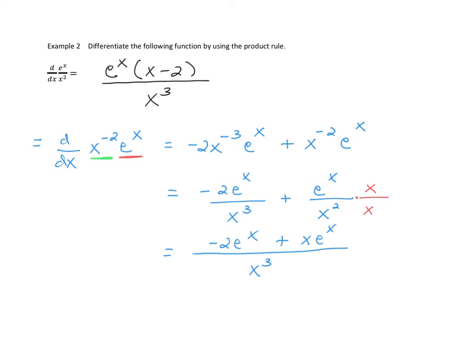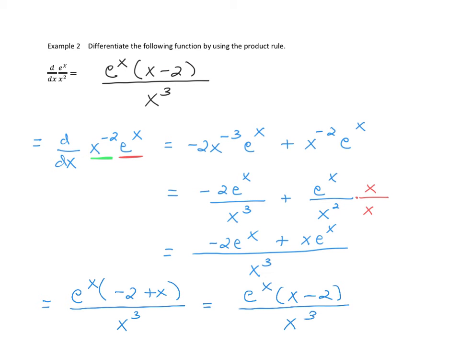These things don't look the same, but you can factor out e to the x from both terms. If I do that, I get e to the x, and I get negative 2 plus x left over. Of course, I'm going to just change the order, so it's e to the x times x minus 2 all over x cubed. And that is exactly what we got when we used the quotient rule. So either method's fine. For this question, you really didn't need to use the quotient rule. You could use the product rule, and you will get the same answer.